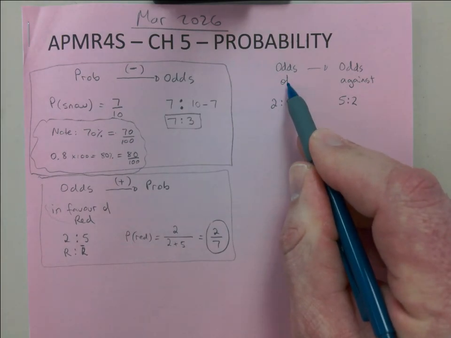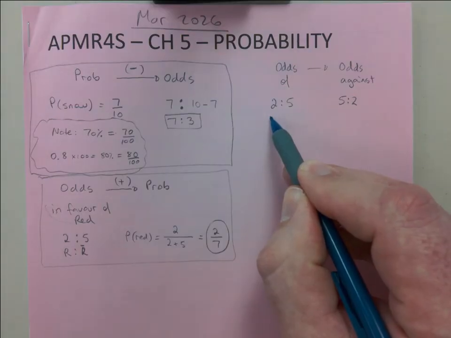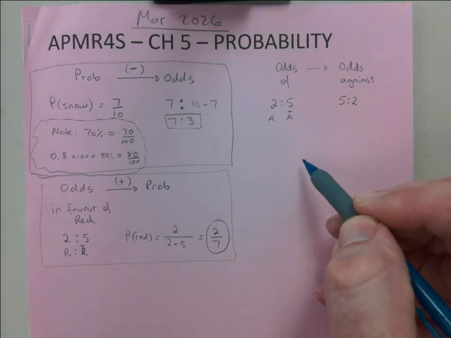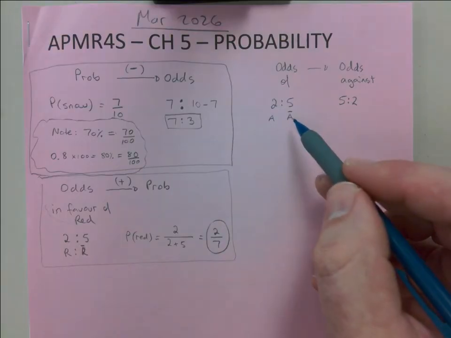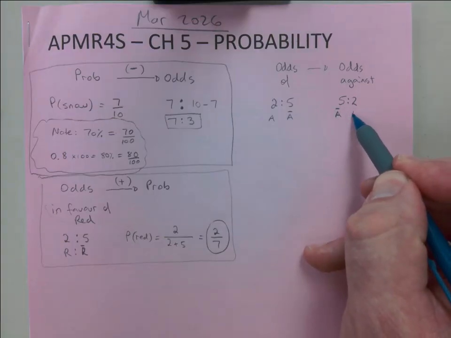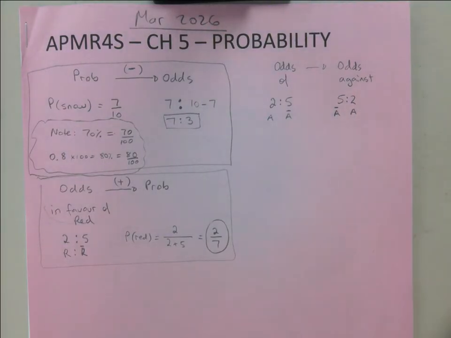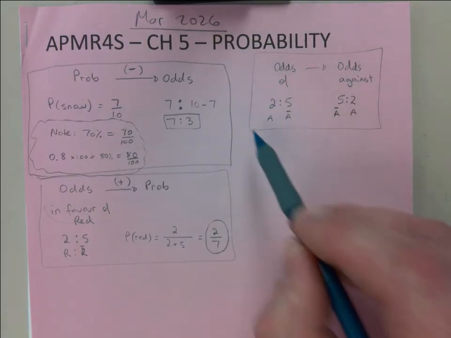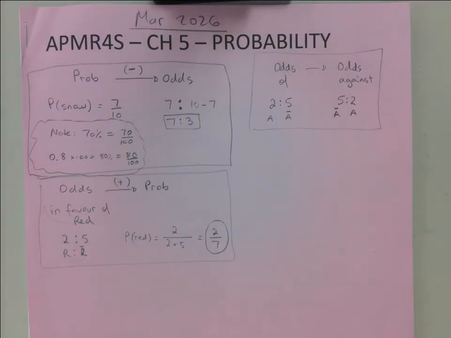So odds of means that this is, I'm going to use A, not A. That's my standard, right? This is it happening. This is it not happening. The instances where it doesn't happen. If it's odds against, then the not happening is first and happening comes second. Okay. So this is also something, please do not add, do not subtract when you're going from odds to odds. The only time you add or subtract is if you're going from probability to odds or odds to probability.